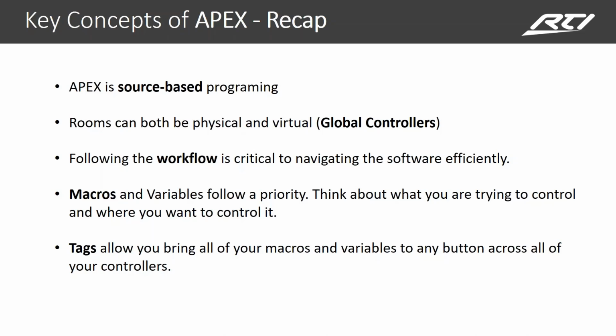This is a big one. Rooms can both be physical and virtual. In Apex version 1, if you have a global controller, you have an RTI panel that you want to use throughout your entire system file in every single room, whatever it may be, you simply make a room and call it your global room. More than likely will be a global macro, and you'll put that RTI panel, for example, in there and have it connect to the sources that you want it to connect to.